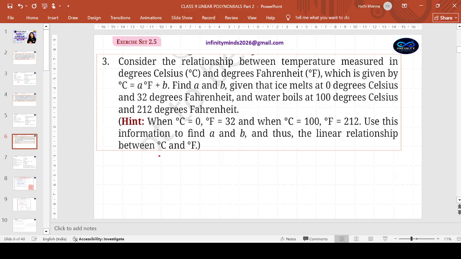Now see, the only thing that has gone twisted here is that y is equal to ax plus b has changed to this: degree Celsius is equal to a degree Fahrenheit plus b. Now what are you understanding? The variables x and y have got replaced by degree Celsius and degree Fahrenheit. Not a problem. Writing wise it's slightly not the usual form, y equals ax plus b.